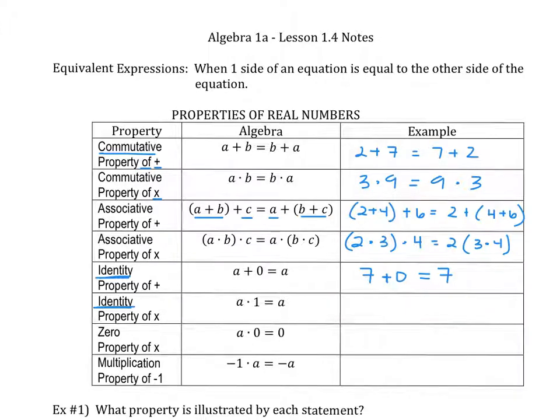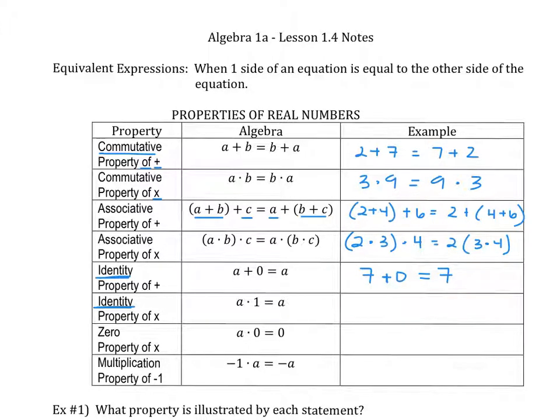Now, here's where the identity property of multiplication is a little bit different, because if you multiply something by 0, what do you get? 0. You don't get that same thing back, right? So the identity property of multiplication is, what do you have to multiply by to get that same thing back?